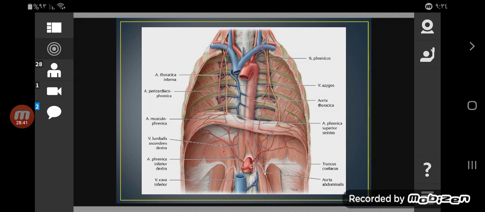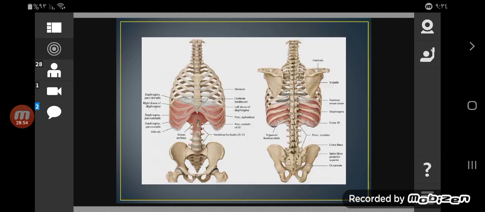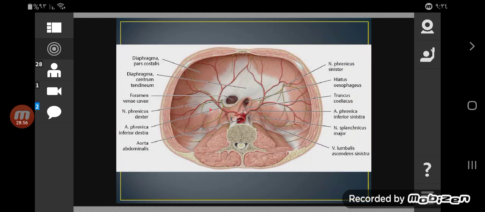This artery, the musculophrenic, supplies the diaphragm and penetrates the diaphragm, constituting an anastomosis with the inferior phrenic artery. This is the inferior phrenic artery. It arises from the abdominal aorta, supplying the inferior surface of the diaphragm on each side.